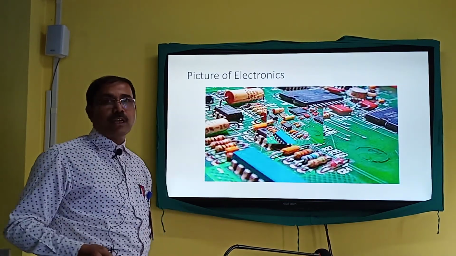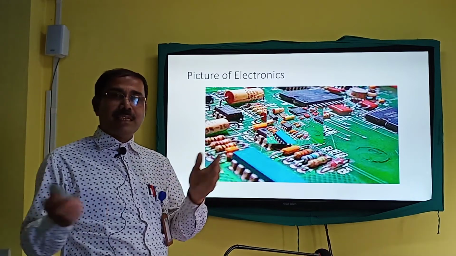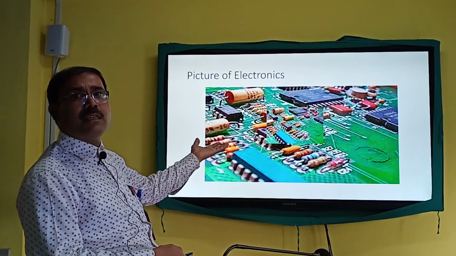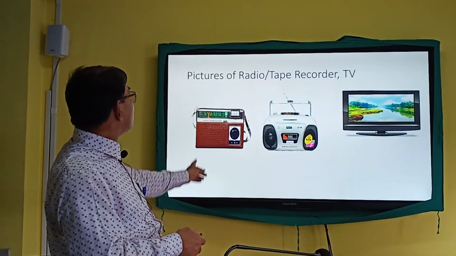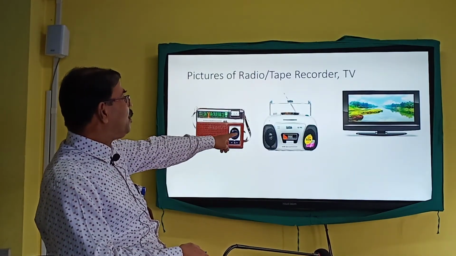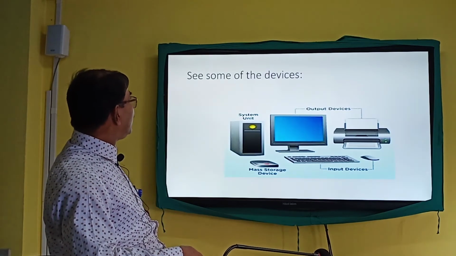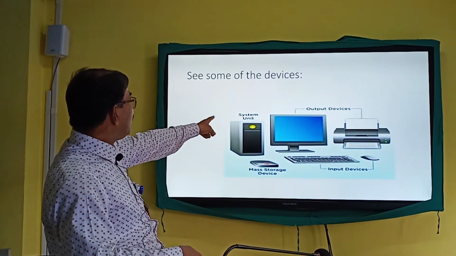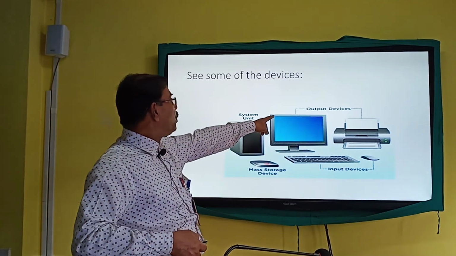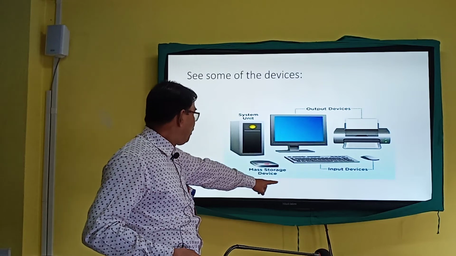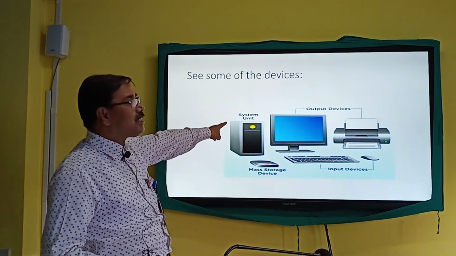This is the picture of electronics. You can see how electronics has linked the whole universe. These are the pictures of radio, this is the television, different generations of radio. These are some of these devices: computer, output device, which you have seen. This is the printing machine, this is the input device, mass storage device, and system unit.